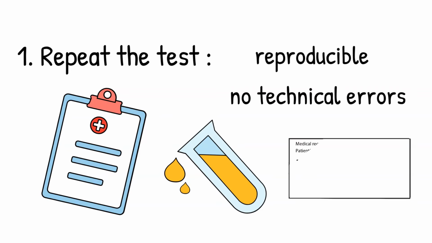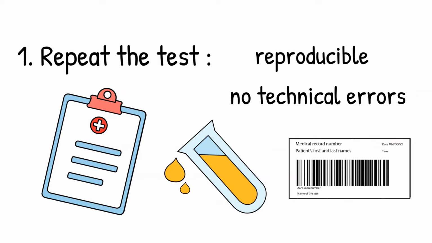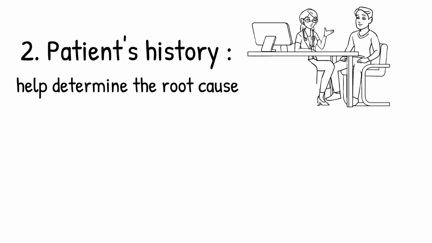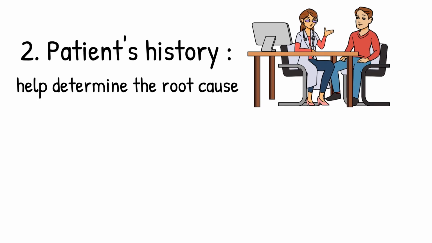Things happen, maybe you get distracted, or maybe the tubes weren't labeled correctly, maybe someone switched the reagent. Who knows what happened? Just repeat the test. Second, get to know your patient. Get patient history, because that can help you determine the root cause of weak reactions or missing reactions in the reverse typing.